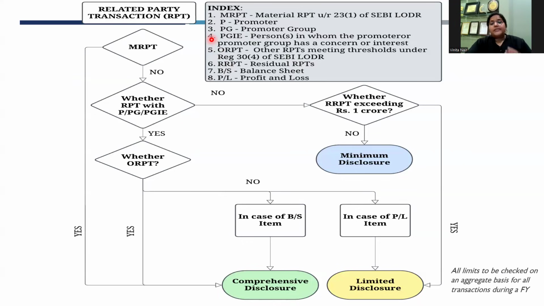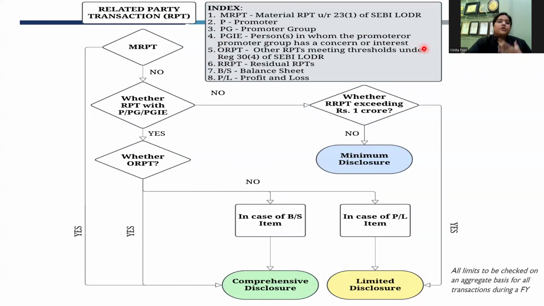What it means is persons. So it could be companies, firms, LLPs, trusts. Persons in whom the promoter or promoter group has a concern or interest. And the concern or interest should be in the form of either 2% or more of voting rights, or the promoter is a CEO or a promoter, trustee, etc., of that other entity. So there is a concept of PGIE, such entities over which the promoter or promoter group have a concern or interest. That gets identified.